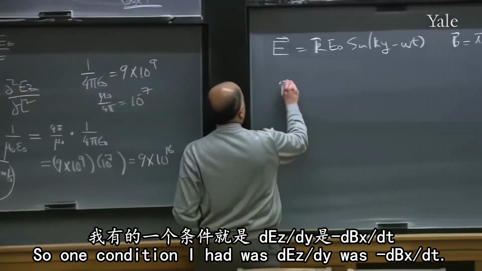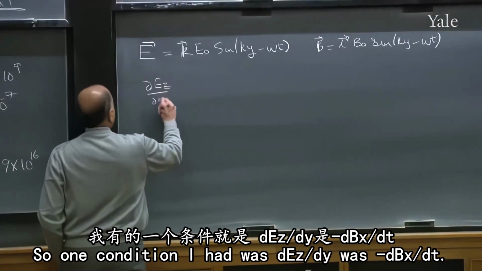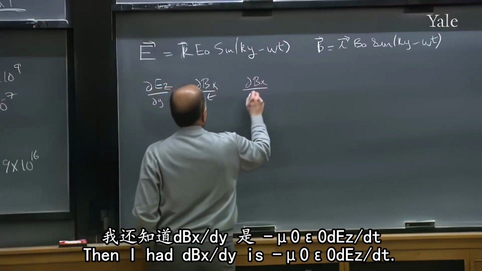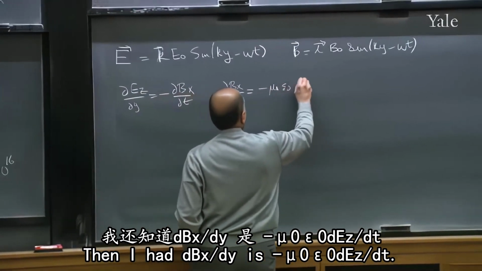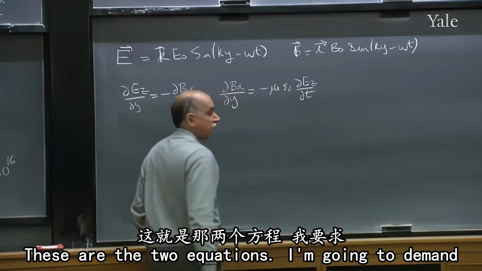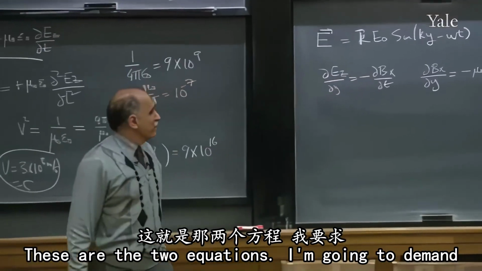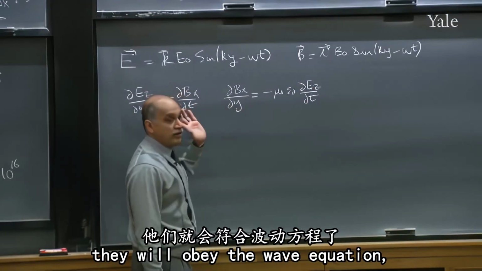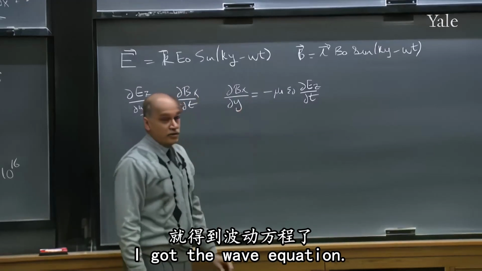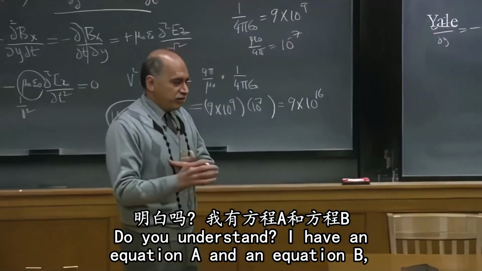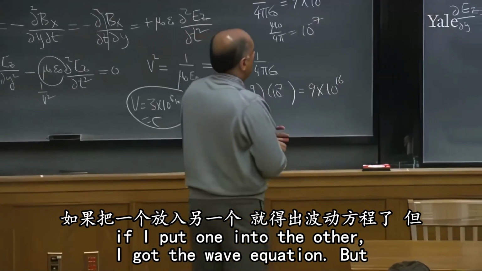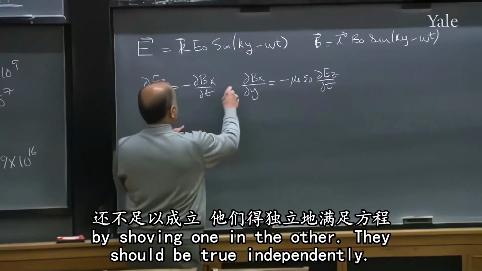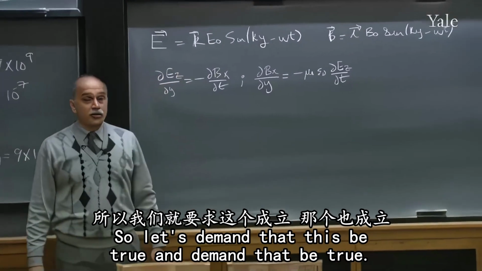So one condition I had was dEz over dy was minus dBx over dt. Then I had dBx over dy is minus mu 0 epsilon 0 dEz over dt. These are the two equations. I'm going to demand that these particular functions obey these two equations. If they obey these two equations, they will obey the wave equation, because when I combine this equation with that, I got the wave equation. You understand? When I have an equation A and an equation B, if I put one into the other, I got the wave equation. But you really should satisfy separately equation A and equation B, because it's not enough to satisfy the one you get by shoving one in the other. They should be true independently. So let's demand that this be true and demand that be true.